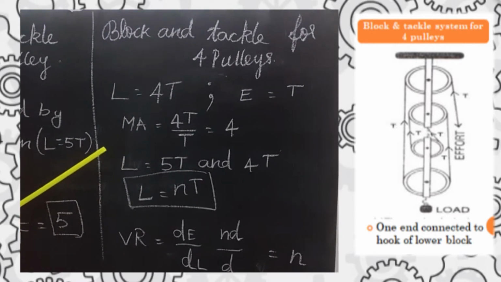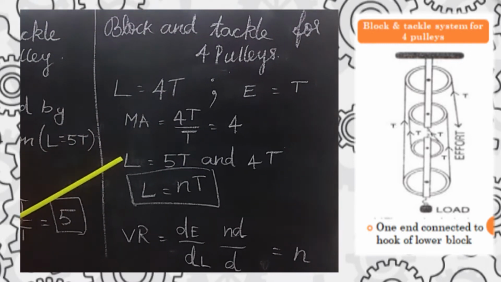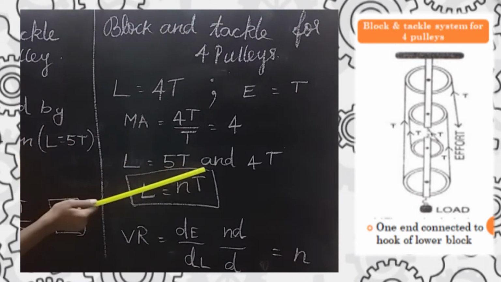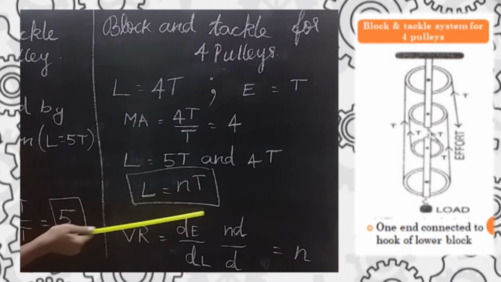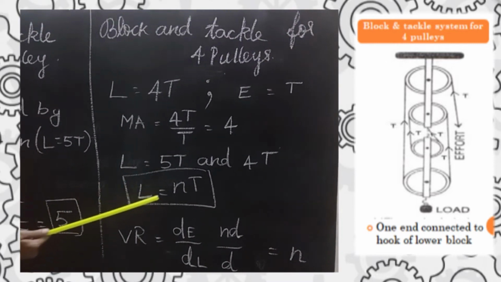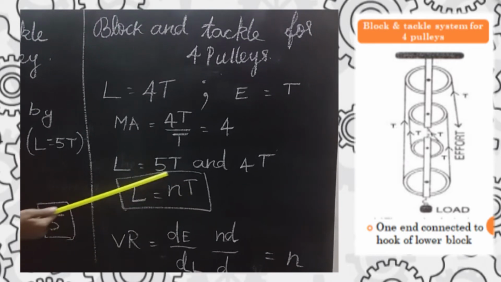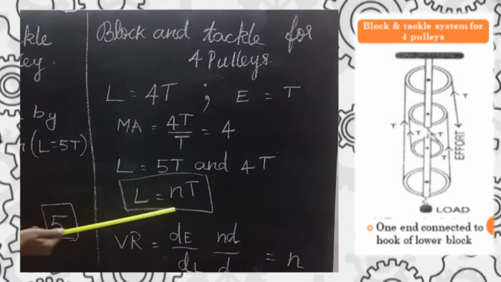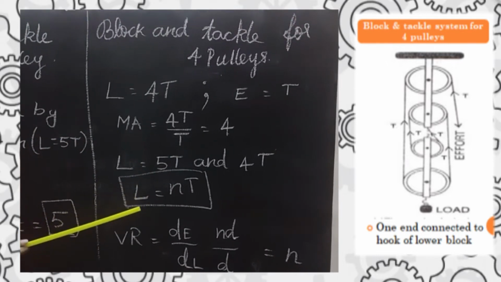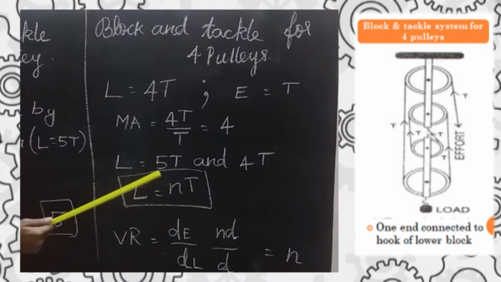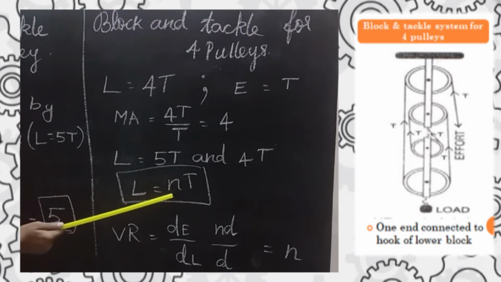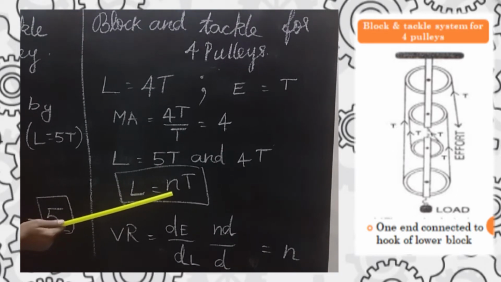When I was using 5 pulleys, my load was 5T. When I am using 4 pulleys, my load is 4T. So I can generalize the equation for load as L is equal to nT, where n indicates the number of strings that are supporting the load, or in simple terms, the number of pulleys that are involved in the system.